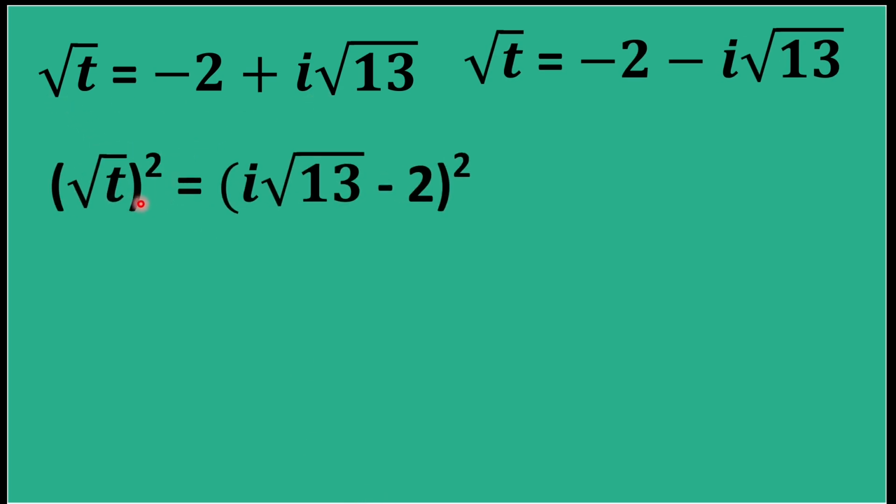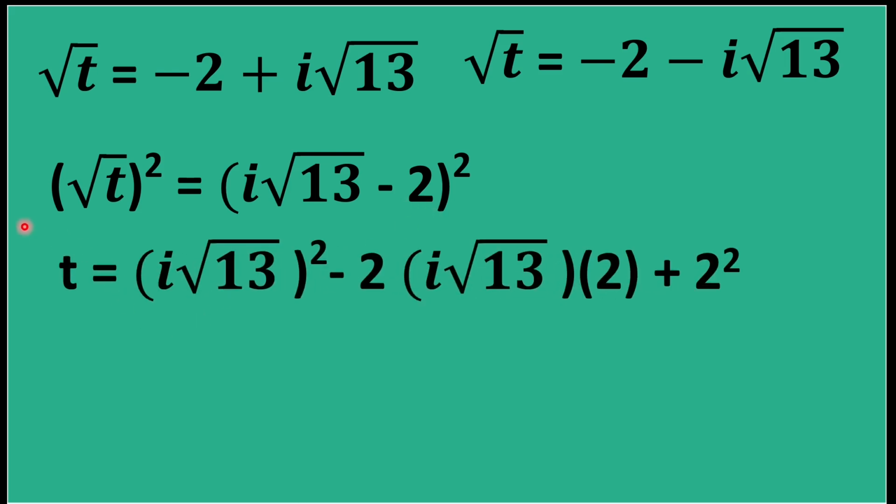So let's solve this. We will take square on both sides of this equation. So this square and similarly this square over here. This square will cancel this square root, so this will become t, and here we will use the a minus b whole square formula. So let's expand this according to the formula. This will become t, and this will become a square minus 2ab plus b square.